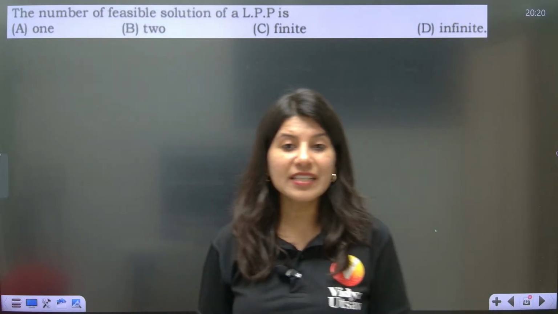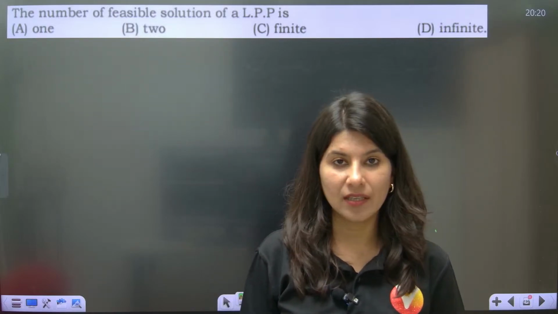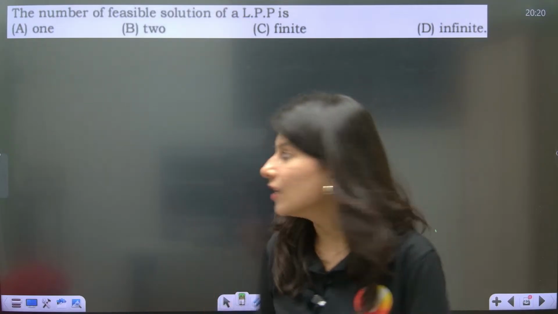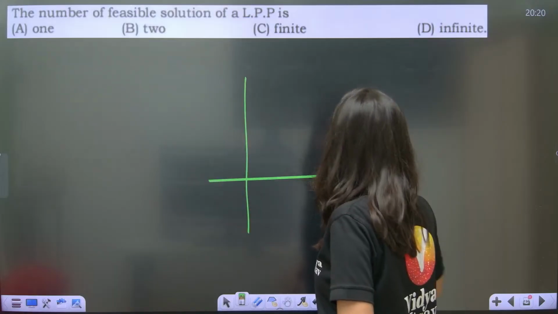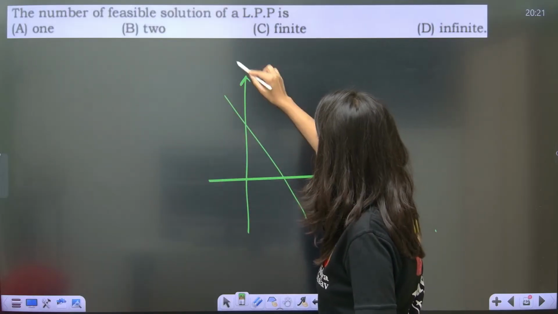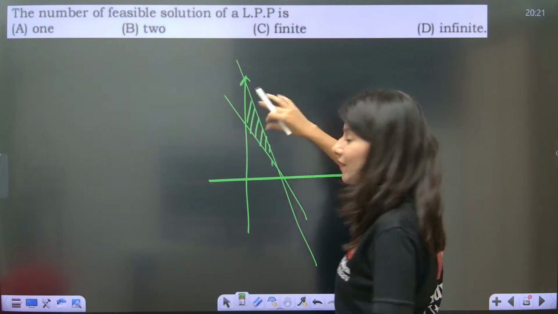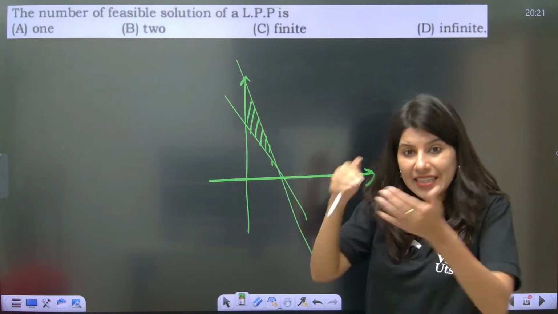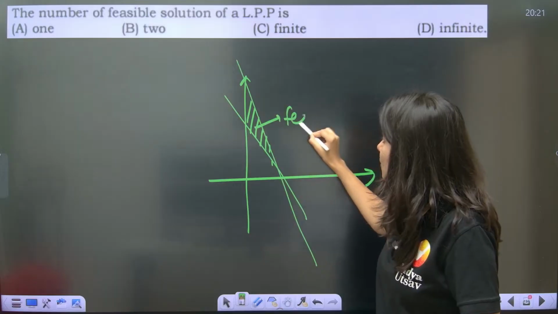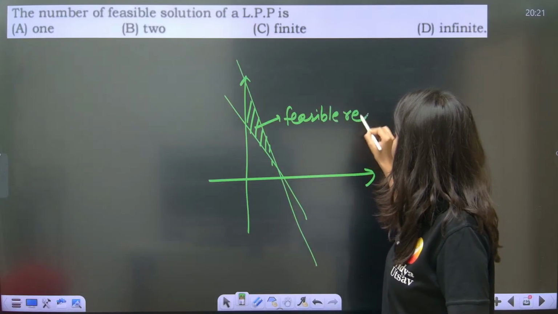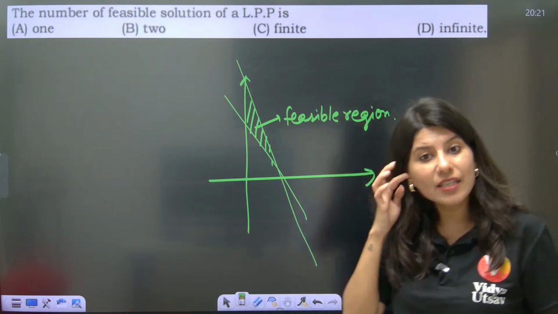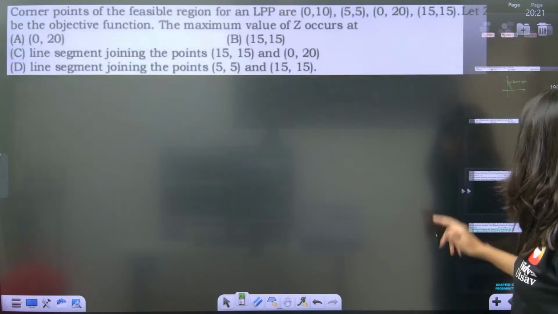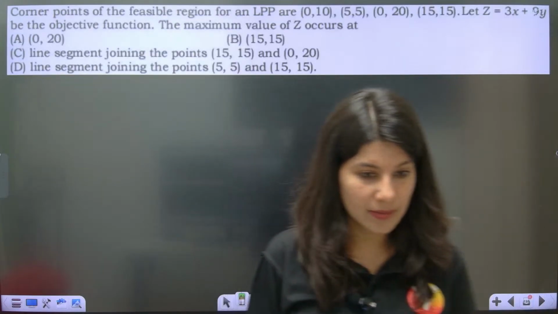Now, the number of feasible solutions of an LPP. You know what a feasible solution is? When you have an LPP problem, you draw all the diagrams and then you have your area, with so many points in this shaded area. The shaded region is known as the feasible region. So many points in the feasible region means so many solutions, that is infinite, will be the correct answer.